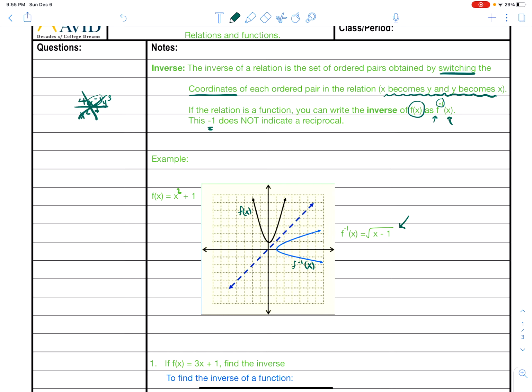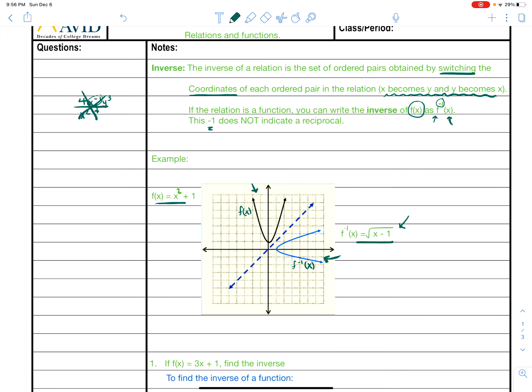A couple things you'll notice. In the notes we're about to take, I'm going to show you how to mathematically go from this equation to this equation, how to find the inverse. But I want you to notice some things on the graph first. If you graph x squared plus 1, you end up with this parabola shape. If you type square root of x minus 1, you end up with this shape here, which is a square root graph.